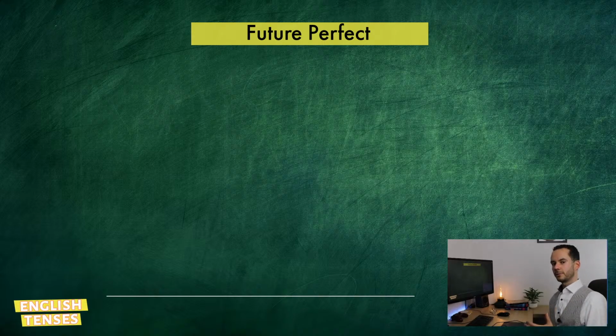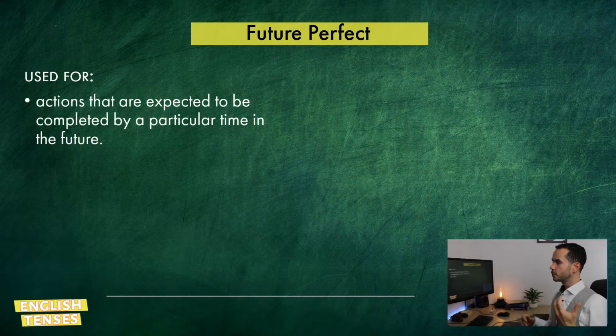Next is the future perfect. And you might remember from the perfect things that we use present perfect when something started in the past and still influences the present. We use past perfect when something happened in the past before something else, so we're indicating a particular order. What do we do with future perfect? Well, we use future perfect for actions that are expected to be completed by a particular time in the future. So do you see how completion plays a role with perfect? So when something is over before something else in the past, we use past perfect.